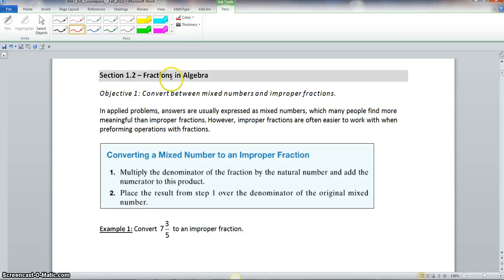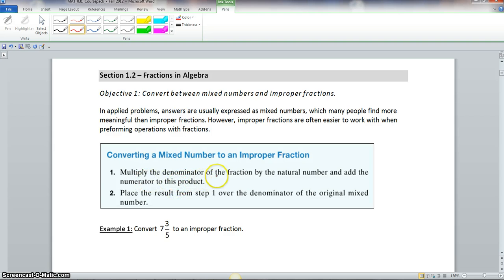Okay, class, we're on section 1.2, fractions and algebra. Objective 1: we want to convert between mixed numbers and improper fractions. We have these rules here for converting a mixed number to an improper fraction.